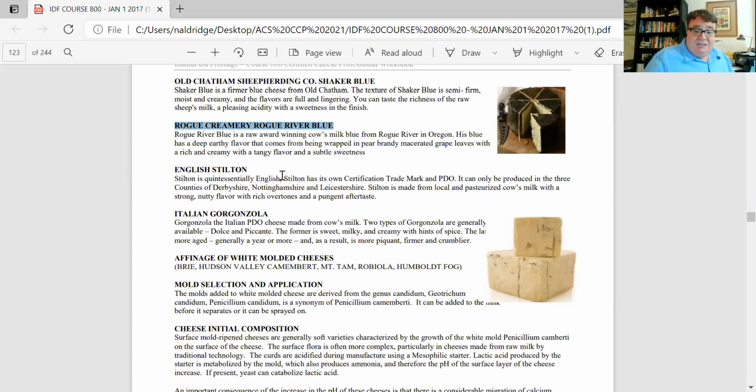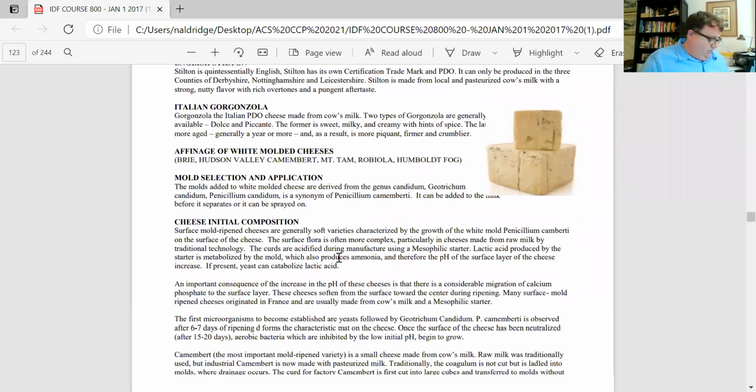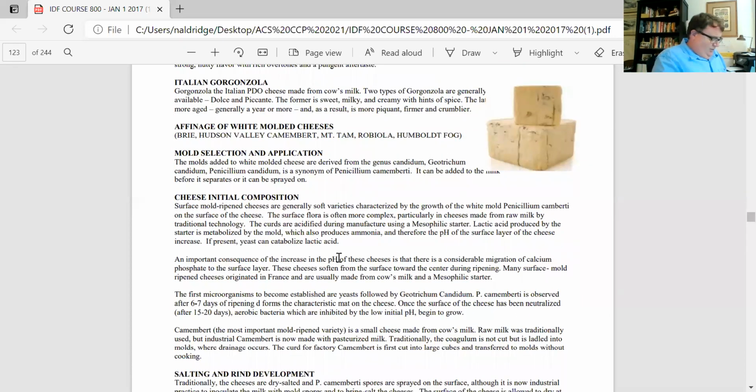Then I've got English Stilton. The main thing I would know is the counties of Derbyshire, Nottinghamshire, and Leicestershire. That's where it's made. You're going to get some counties asked about Stilton, more so than anything else. The rest of this is good to know. I'm not going to drive through all of this. Those were the highlights of page 123.